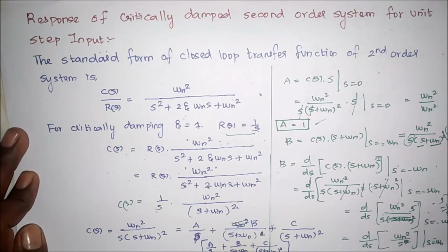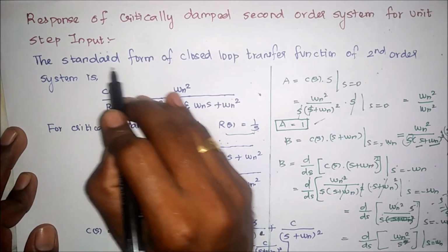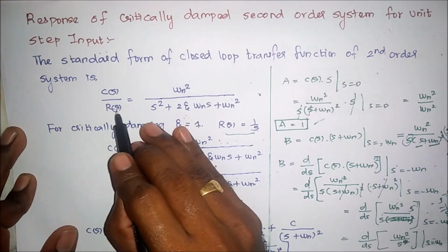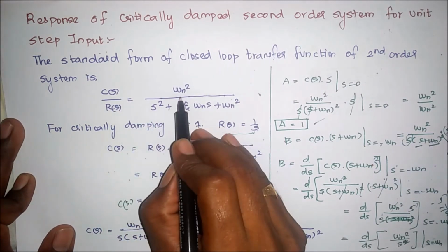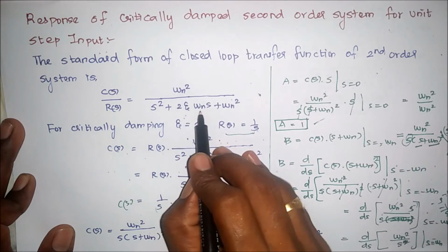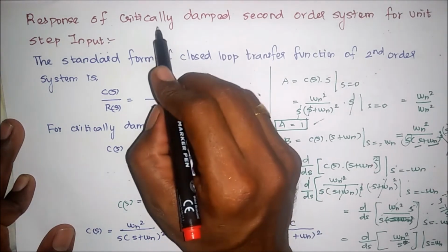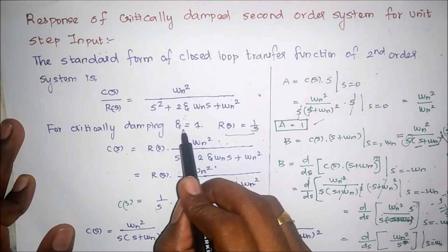In this video, we are going to see the response of a critically damped second order system for unit step input. We know the standard form of the closed loop transfer function of a second order system is C(S) divided by R(S) equal to omega n square divided by S square plus 2 eta omega n S plus omega n square. According to the concept, for the critically damped condition, eta equal to 1.